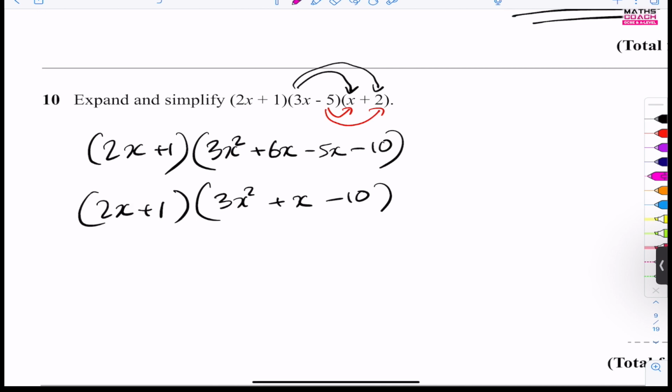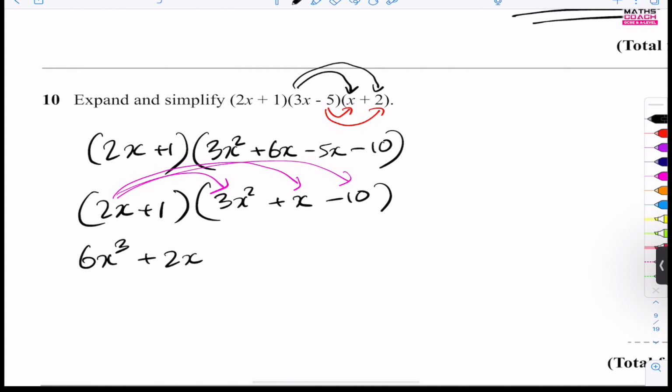Now we're going to expand those two brackets. So 2x times that, 2x times that, 2x times that, and then we'll do the same thing for the 1. Okay, so let's just do the 2x first. So 2x times 3x squared is 6x cubed. 2x times x is plus 2x squared. 2x times minus 10 is minus 20x.